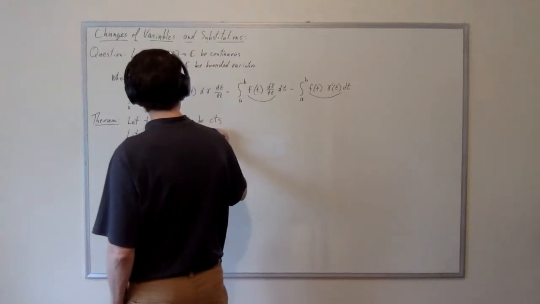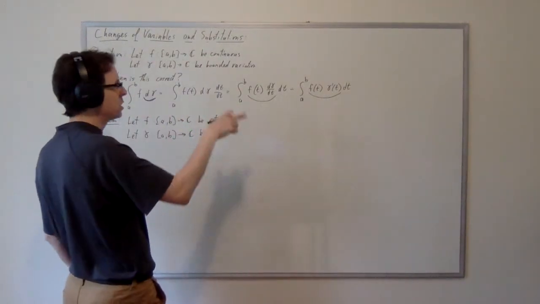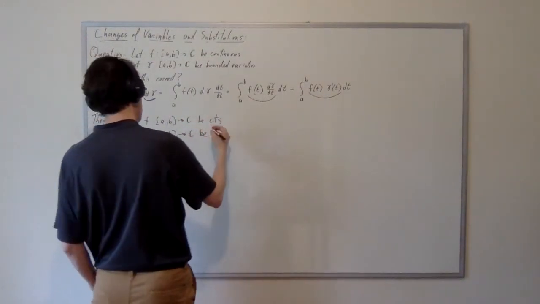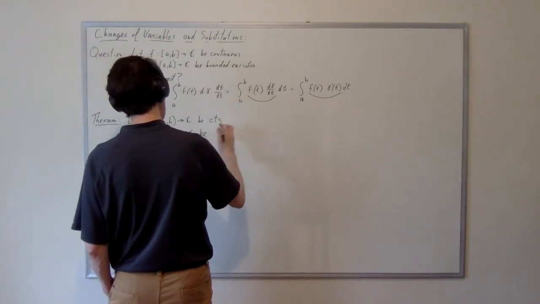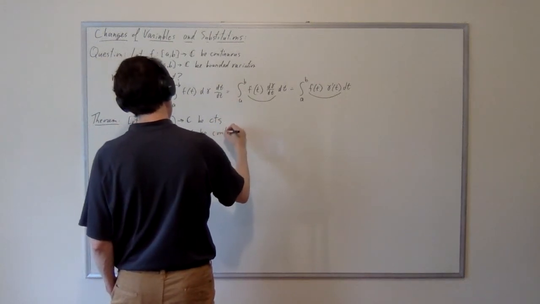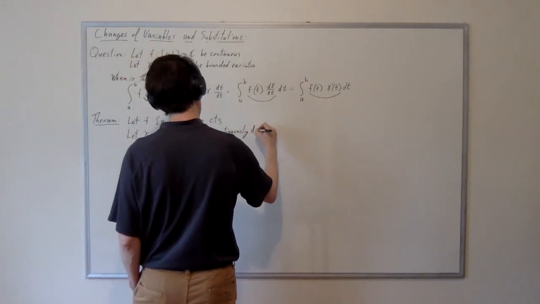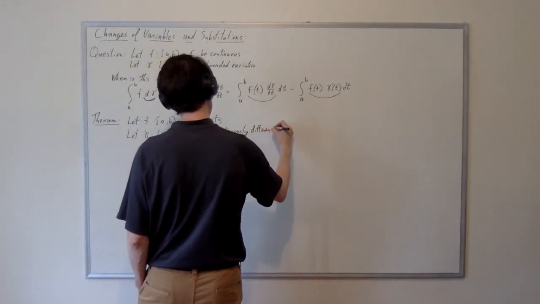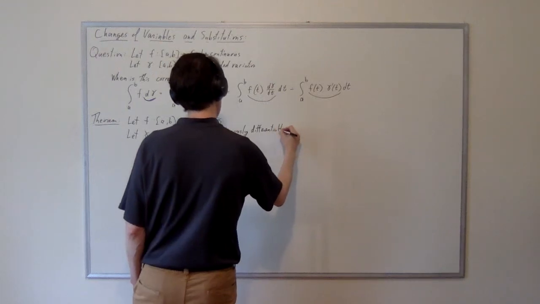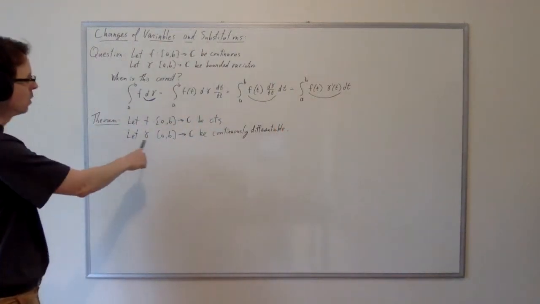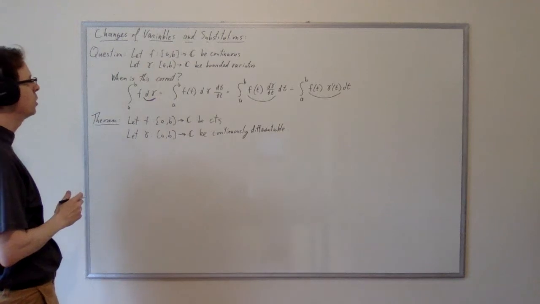So let gamma be, sorry, I misspoke. Gamma needs to be continuously differentiable. Gamma prime needs to be continuous. So let gamma be continuously differentiable. This is also called smooth, but I don't really see the point in introducing a new term for that.